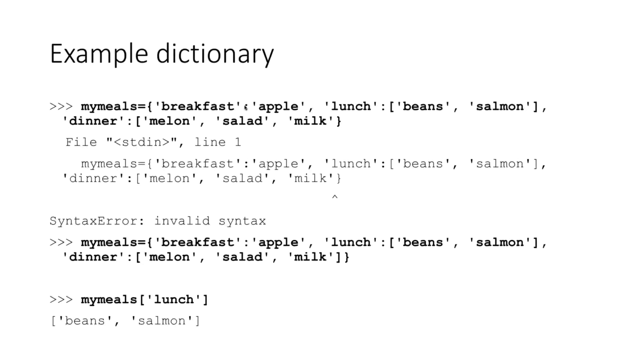Then I made a mistake in that first line, which is my list. A list always has a square bracket, and so that's where the problem is. Now one thing I didn't tell you about is that you can take a dictionary value associated with the key. That's what's going on here. I have the key lunch and it points to a list. So when I ask for the variable my meals with the key lunch, what is the value?